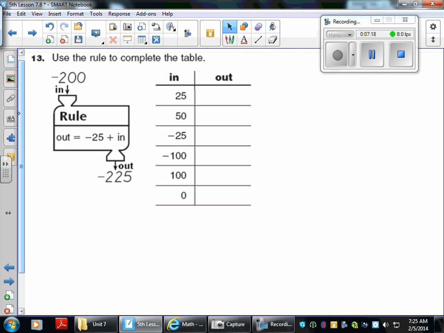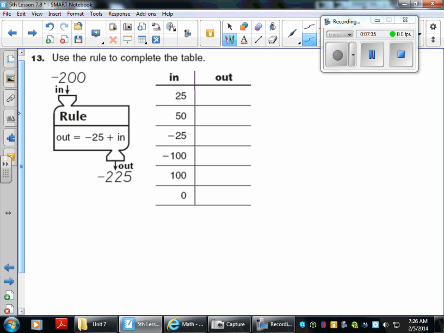On the next problem, we have a rule, and they want us to complete this rule. They give us an example. So the rule is -25. They have an example where they start with -200 going in. After they apply the rule, they go -225 going out. So I know that I'm losing 225 every time.